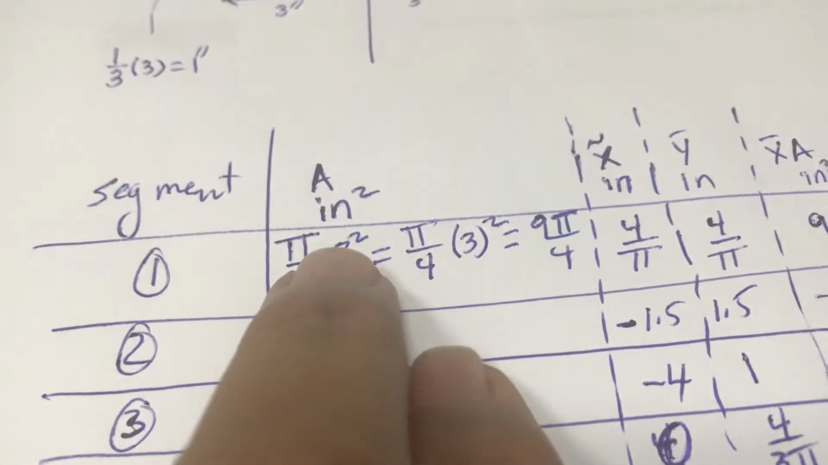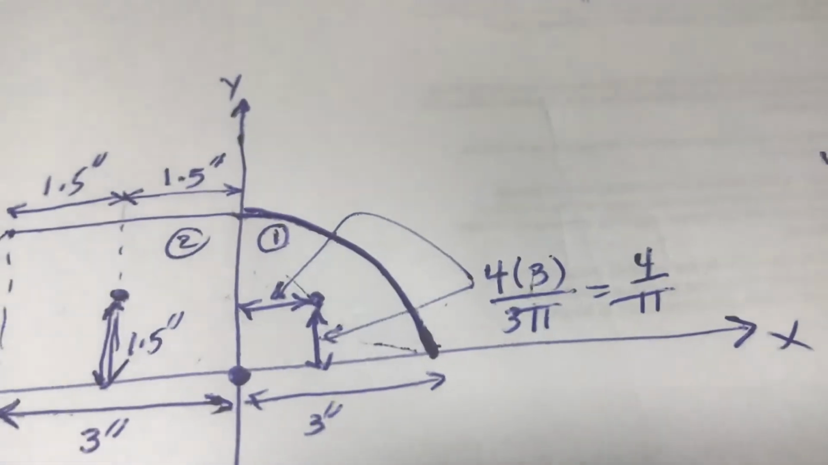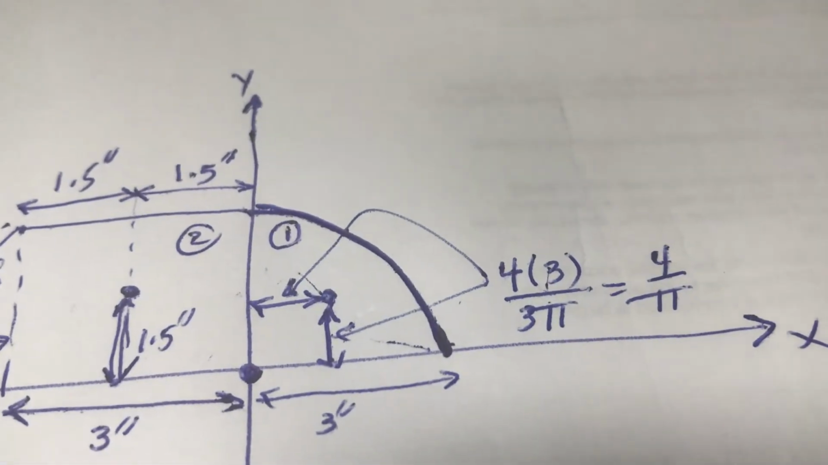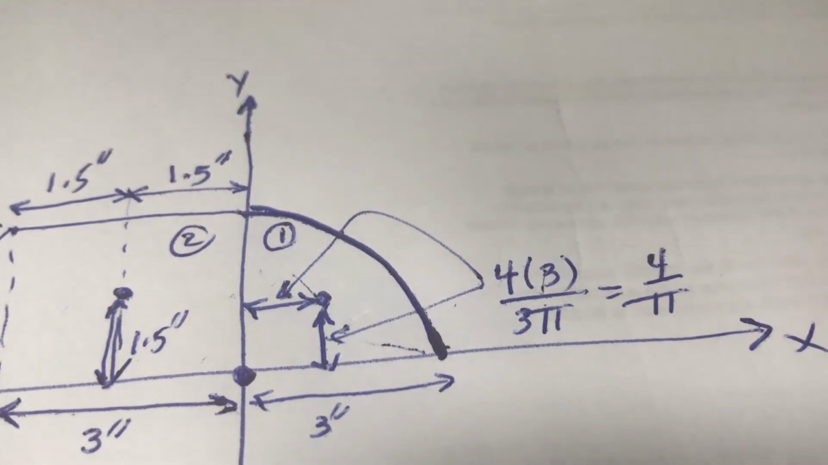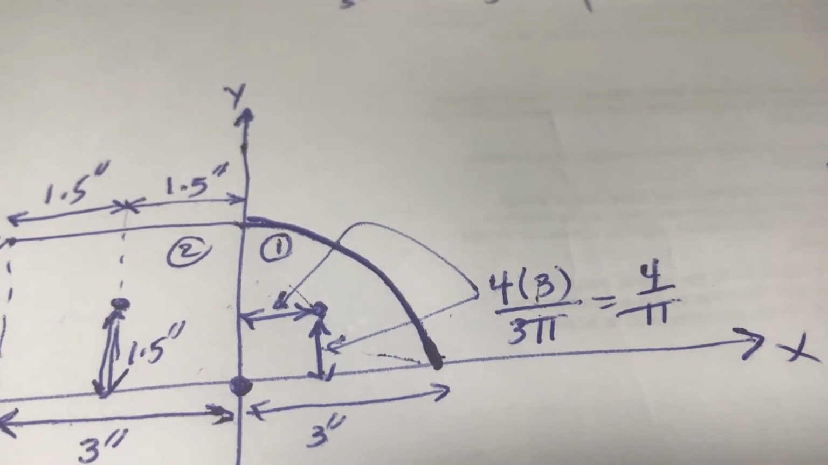So once we find the areas, now let's find x bar. X bar was the first one. What is the distance between the centroid and the y-axis? That's x bar. What is the centroid distance from the x-axis?